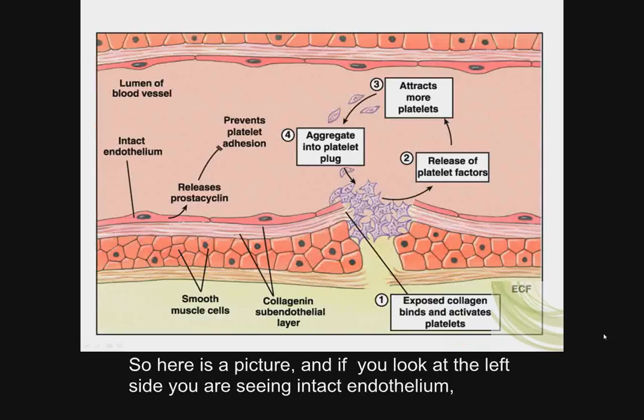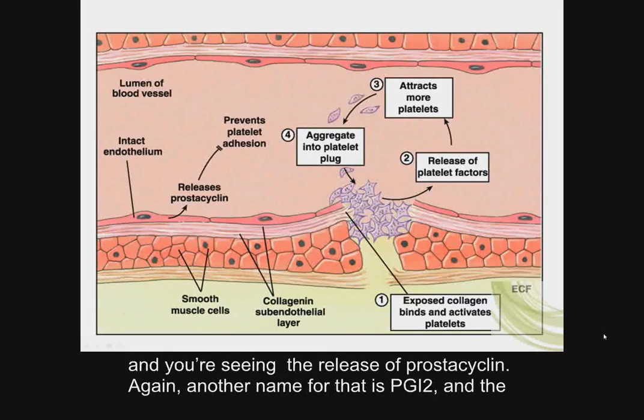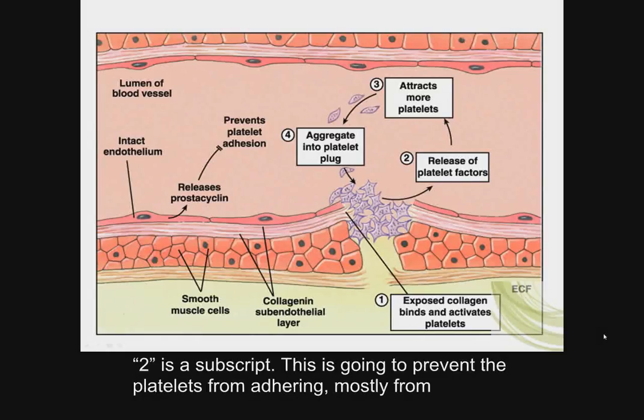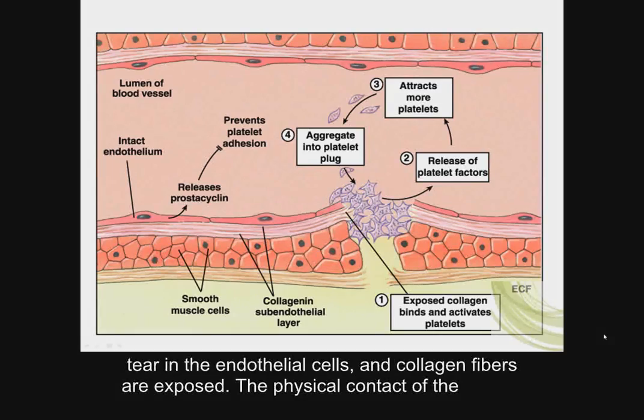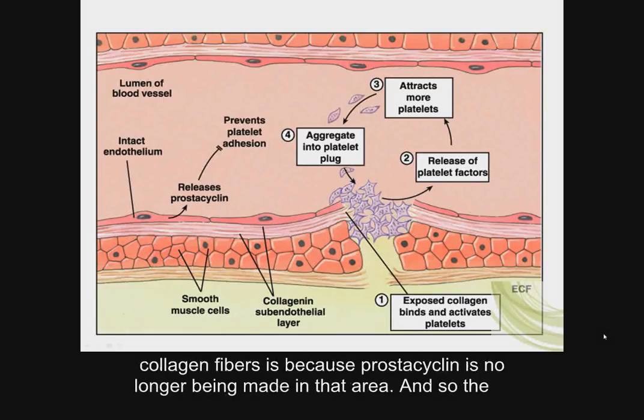In this picture, on the left side, you are seeing intact endothelium, and you're seeing the release of prostacyclin, also called PGI2, with the 2 as a subscript. This is going to prevent the platelets from adhering, mostly from charge-charge repulsion. On the right of the screen, we have a tear in the endothelial cells, and collagen fibers are exposed. Prostacyclin is no longer being made in that area.